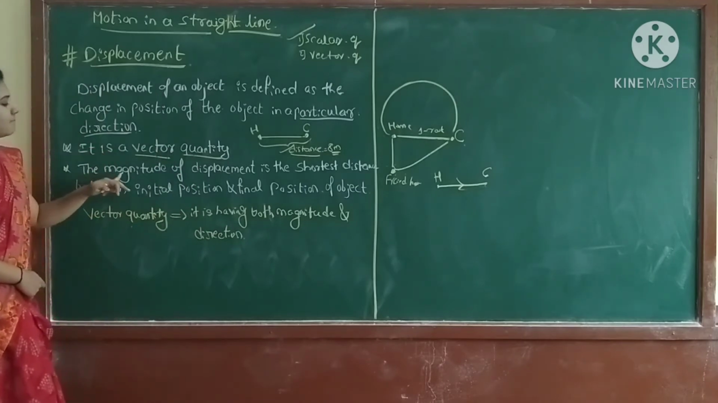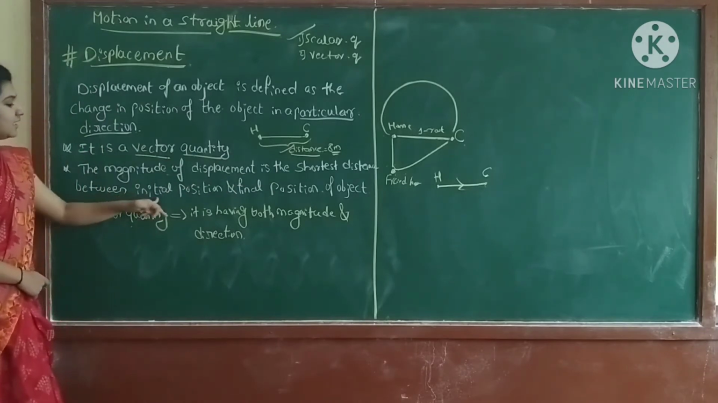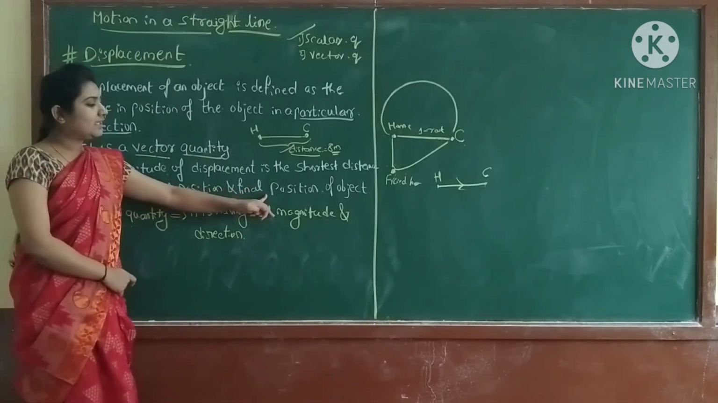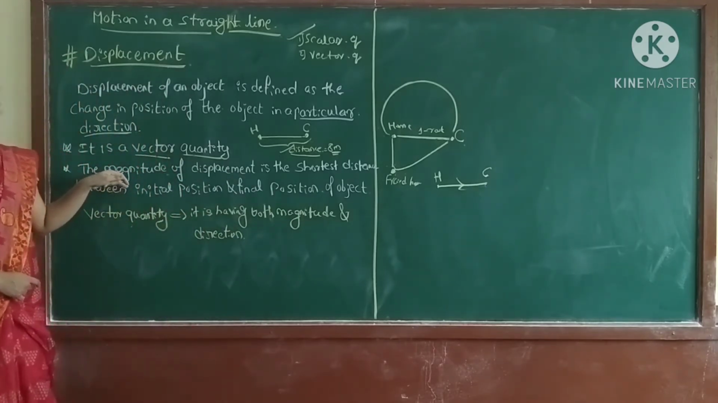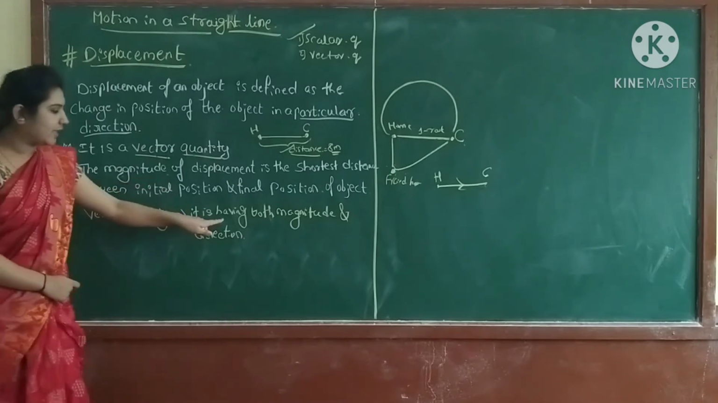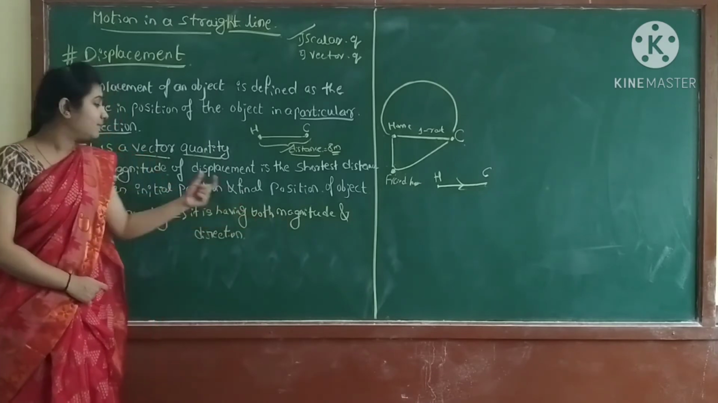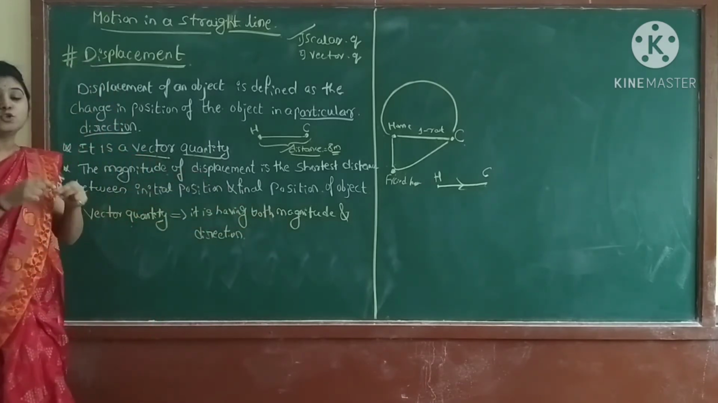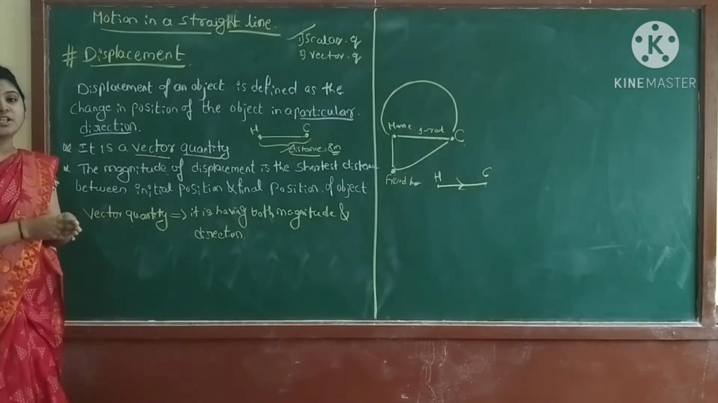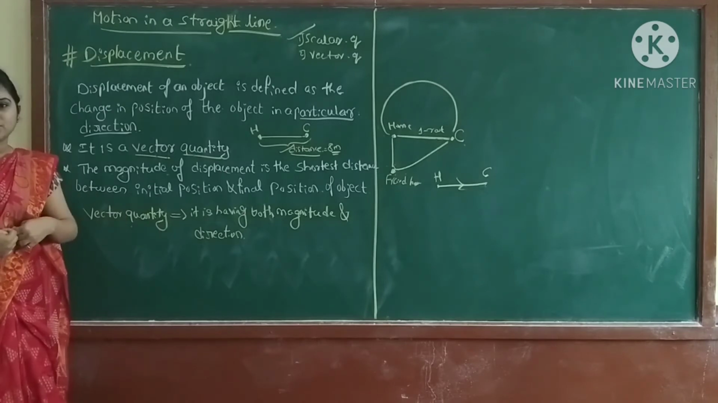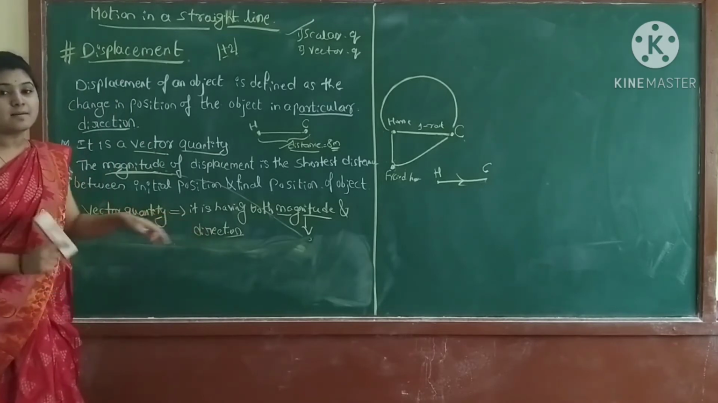Then the magnitude of the displacement is the shortest distance between the initial position and the final position of the object. So what we are considering now? Magnitude of the displacement. This quantity is having magnitude. So magnitude ಅಂದ್ರೆ ಏನ್ರಿ? Displacement to ಅದು shortest distance ಅನ್ನ cover ಮಾಡುತ್ತೆ in between initial position and also between the final position. So students, what I told you, here we have to consider the magnitude.